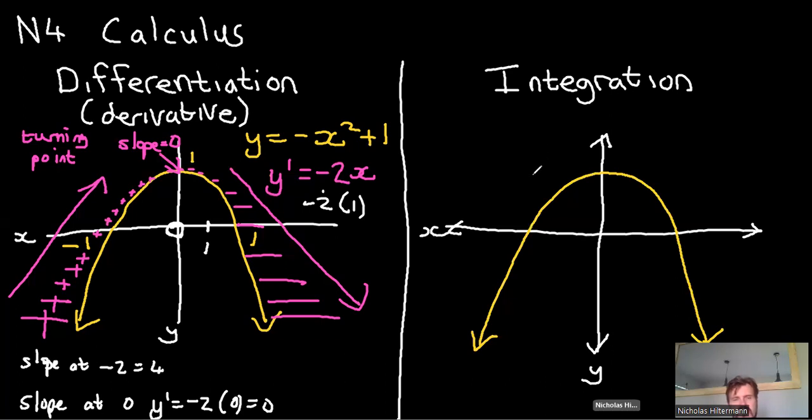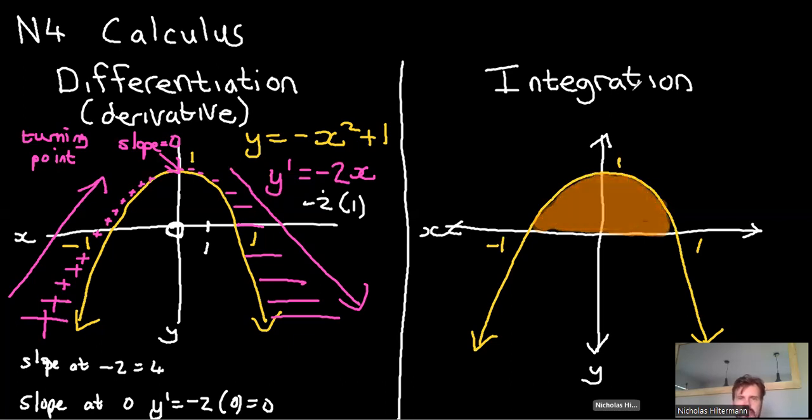So now integration: I can do the same graph, but instead of finding the slope, integration is finding the area. So I could find the area. And because integration is the opposite of differentiation, the formula is a little bit similar. But instead of subtracting from the exponent, you're going to add.